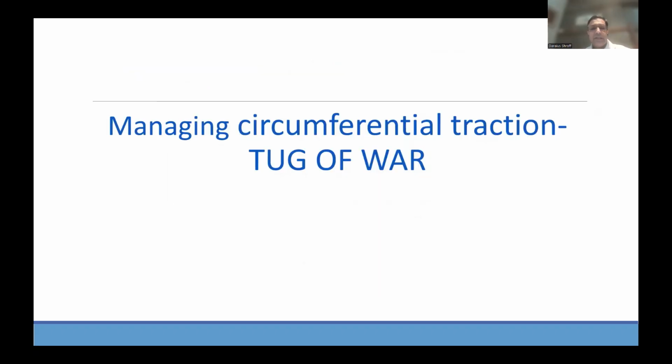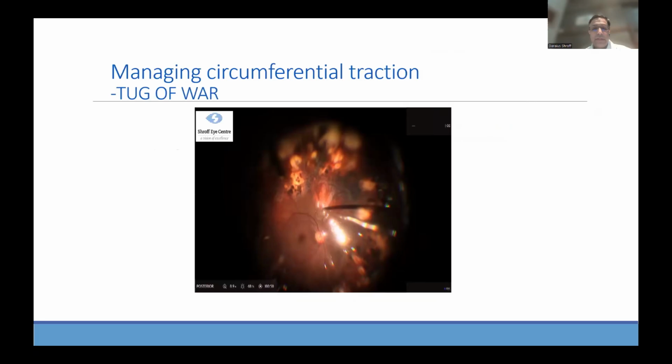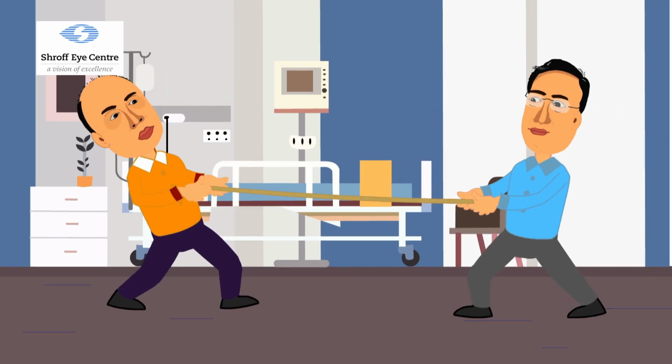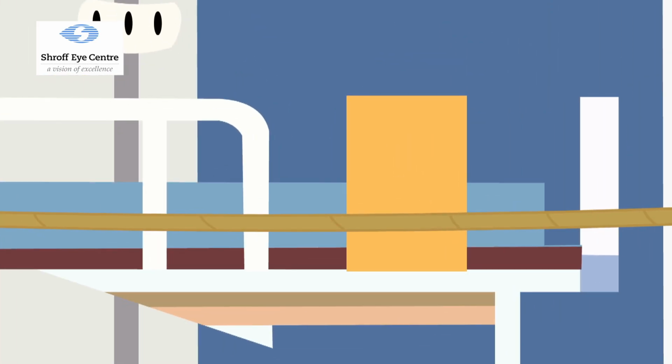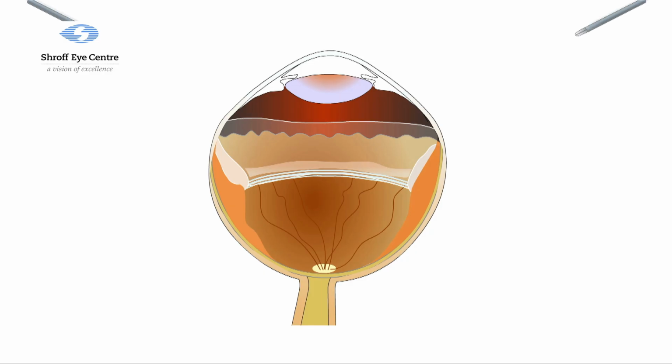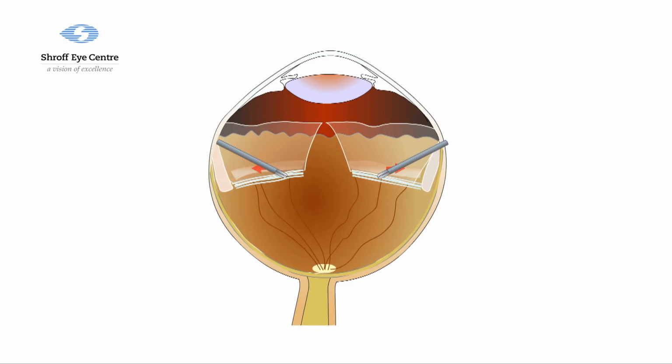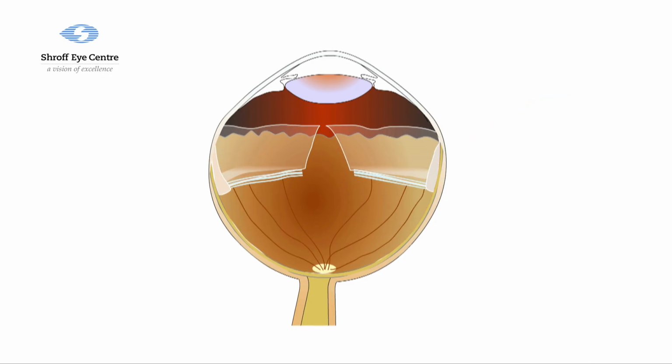The other thing is managing the circumferential traction. This is something which I find useful, a maneuver called tug of war. So you can watch the video. In these cases, I like to perform a maneuver called tug of war, based on the shearing force a rope undergoes during the game. We use opposing forceps to tug and shear the membranes gently and relieve the traction without resorting to a retinotomy.